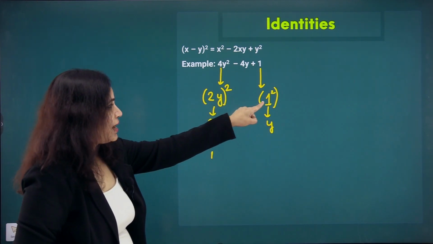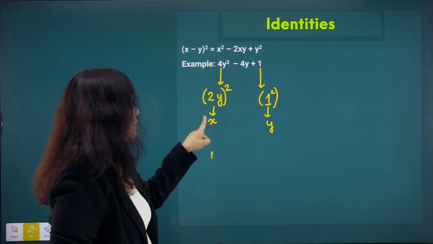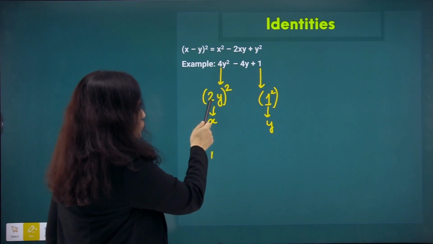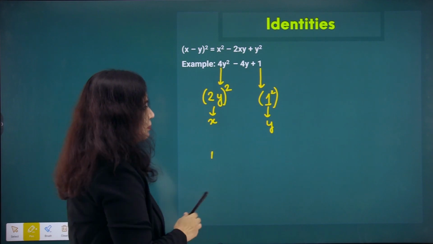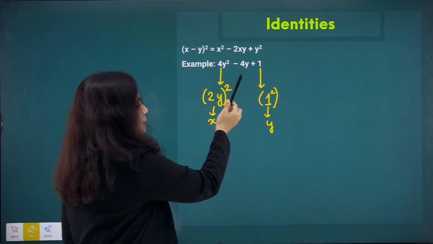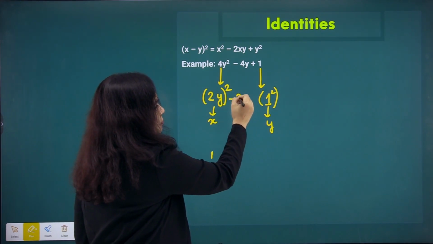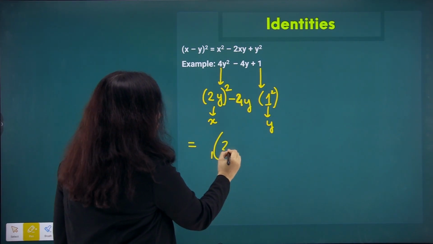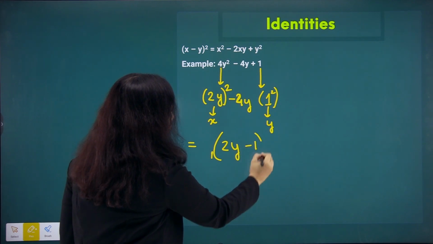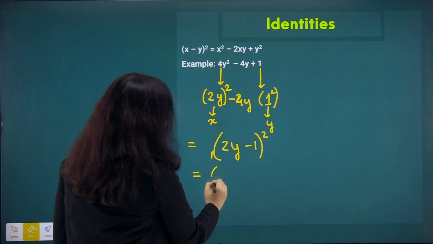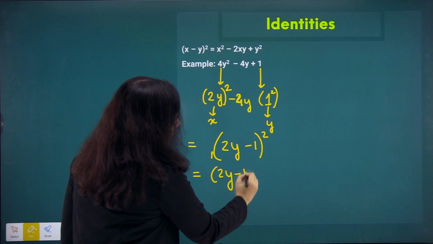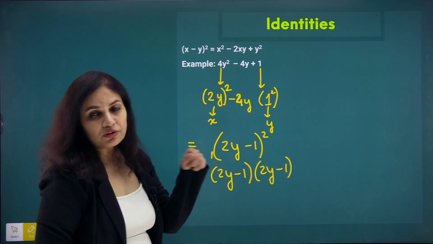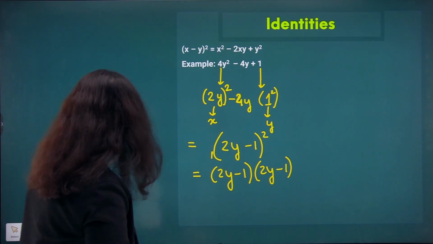Putting the values of x and y, I have to check whether 2xy is the same as −4y. So 2y multiplied by 1 will give you 2y, that multiplied by 2 will give you −4y. So this can be written as (2y − 1)², and the two factors will be (2y − 1) into (2y − 1). Because we are factorizing, we will not leave the answer in the exponential form.